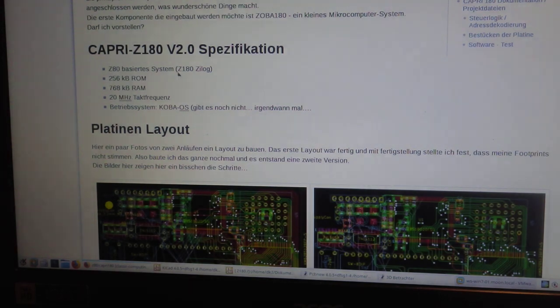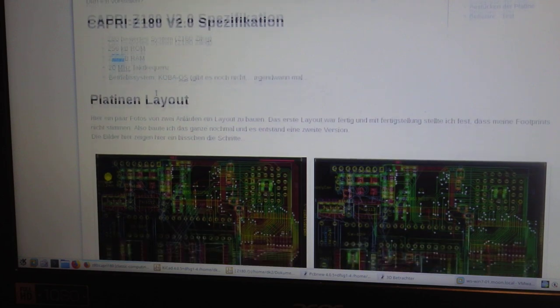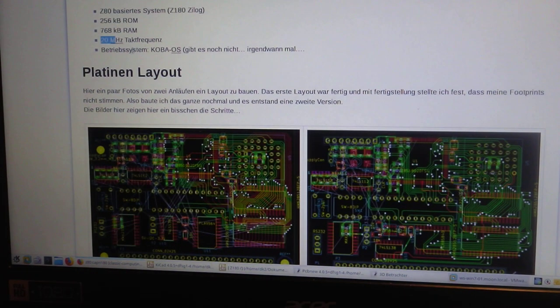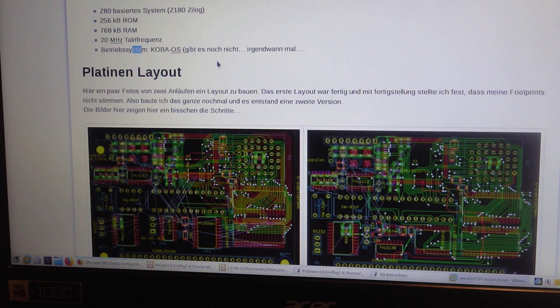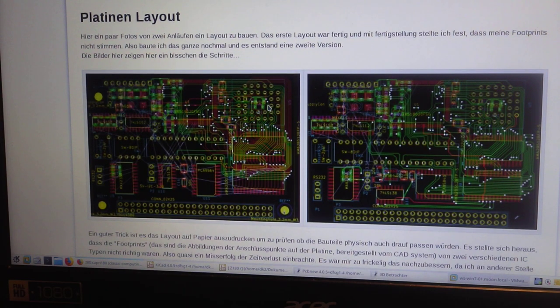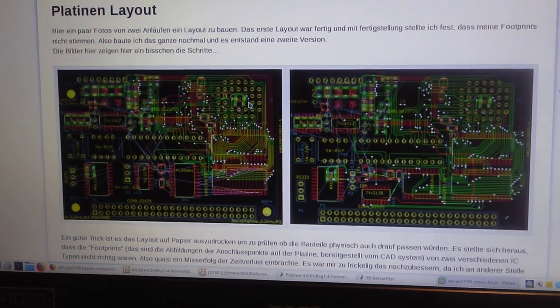It's a Z80 based one. It's a Z180, 256 KB ROM, 768 KB RAM, 20 MHz. An operating system should be CobaOS, but it's not existing. And I'm very far away from getting that running, I think.